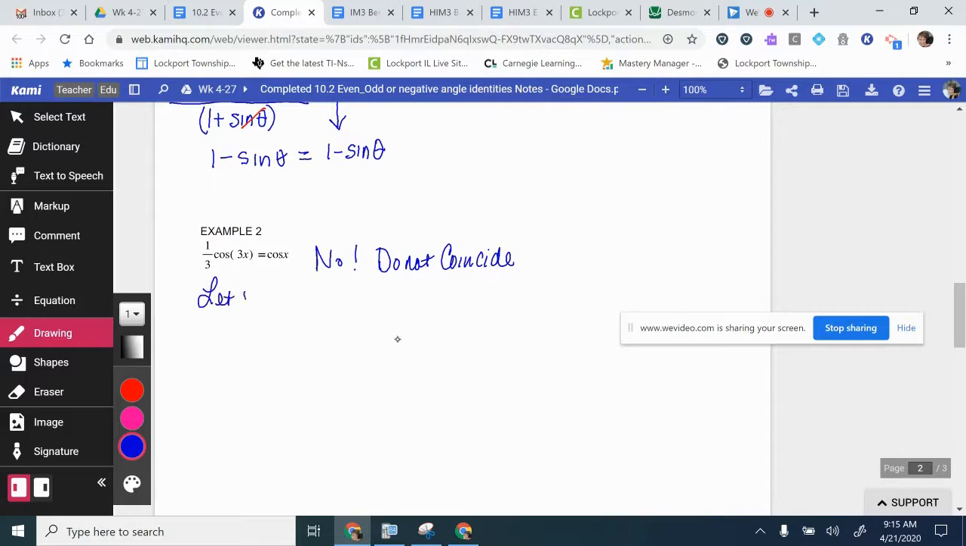So we're going to let x equals 0, and then I evaluate the left side, and I evaluate the right side, and this would be 1/3 times 1, and this is 1, and clearly 1/3 does not equal 1.